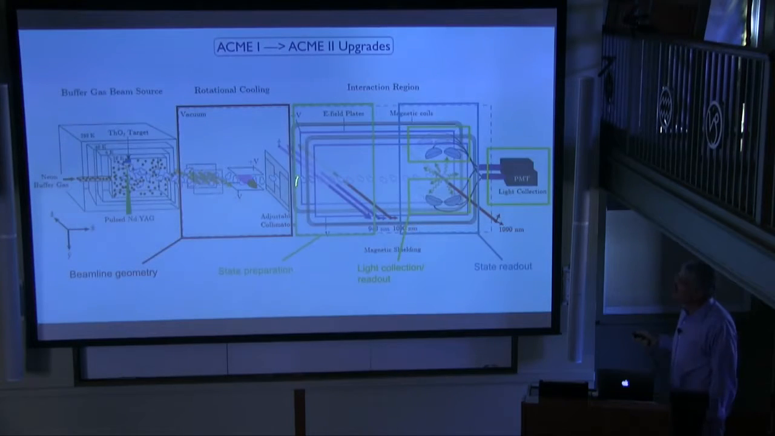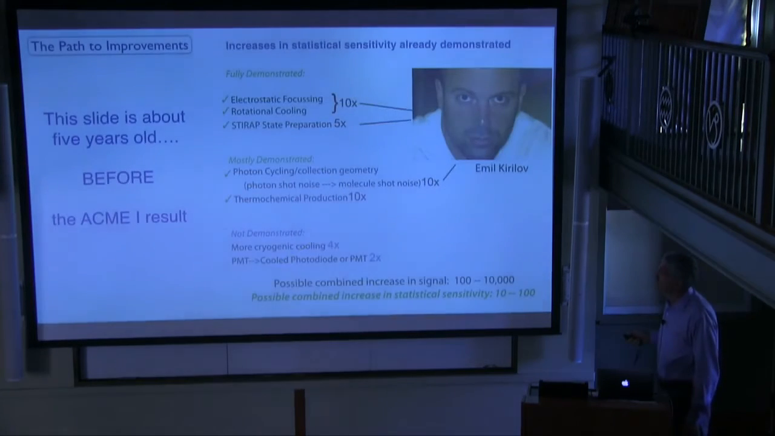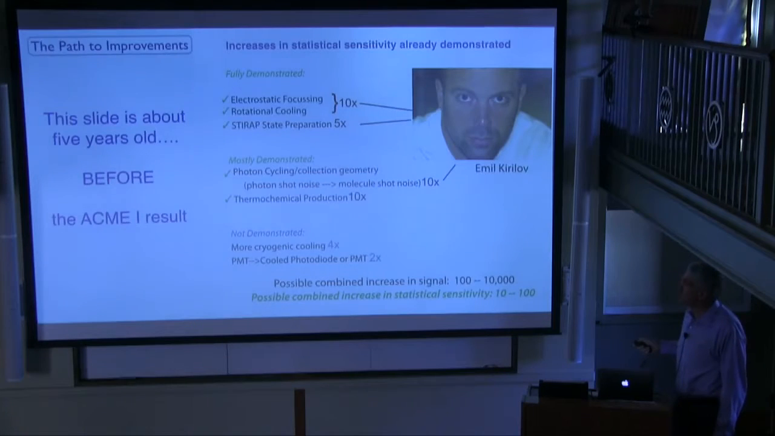How are we going to get there? We're changing the beamline geometry. We're changing how we do state preparation. And we're changing aspects of the light collection and readout. Let's go over these very quickly, but I want to make a point.